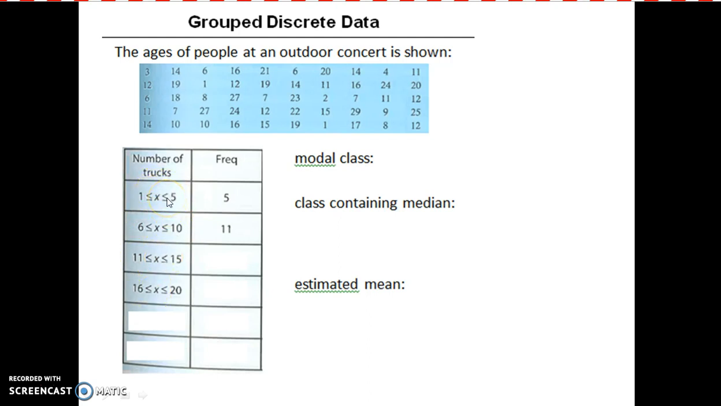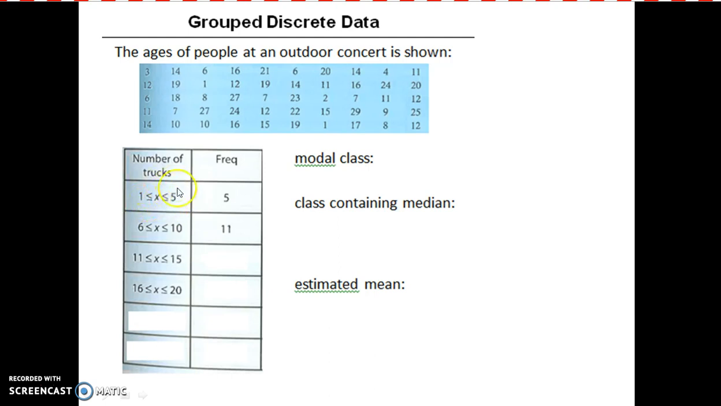This is called a grouped discrete data table, or grouped frequency table. Notice these signs here are very important. This means greater than or equal to, so it can be 1 or greater than 1. And then it says less than or equal to 5, so it can be 5 or numbers less than 5. So what this basically means is that this is for the values 1, 2, 3, 4, and 5, including 1 and 5 because of the equal sign there.